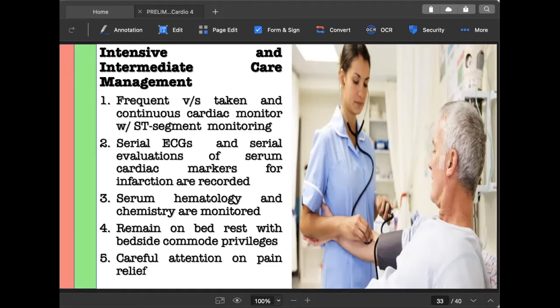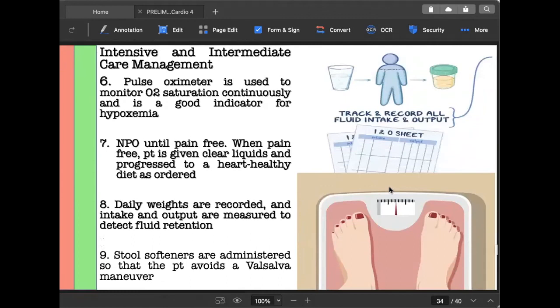Okay. Another thing here, of course, a pulse oximeter is used to monitor oxygen saturation. You already know these things. Nothing per orem until pain is free. When pain-free, the patient is given clear liquids and progresses to a heart-healthy diet as ordered. And of course, they need to continue that one until they are discharged, so that there will be no other formation of thrombus or plaques in their arteries.